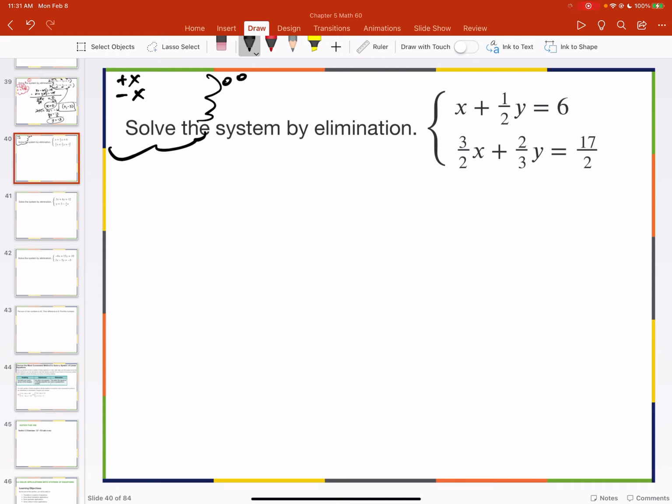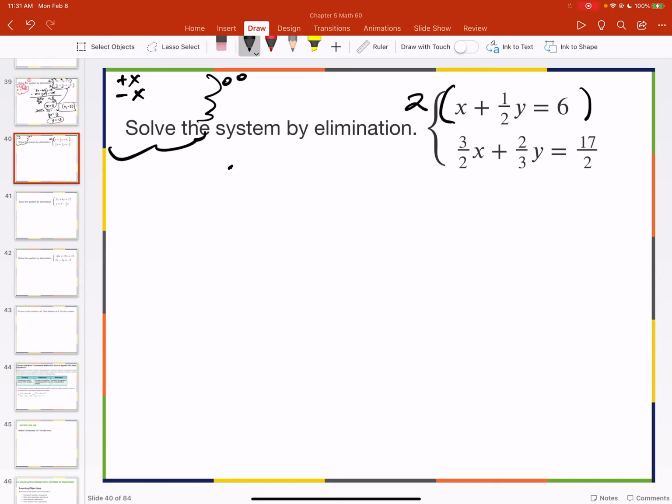We can leave the top one the same, but for the bottom one, what if I multiply by the reciprocal, or at least clear the fractions? If I multiply by the reciprocal, will I clear all the fractions? No, I won't. So maybe I need to take 2 steps here. First, let me clear the top fractions and the bottom fractions. What do I do to clear the top fractions? For the top, I'm going to multiply everything by 2.